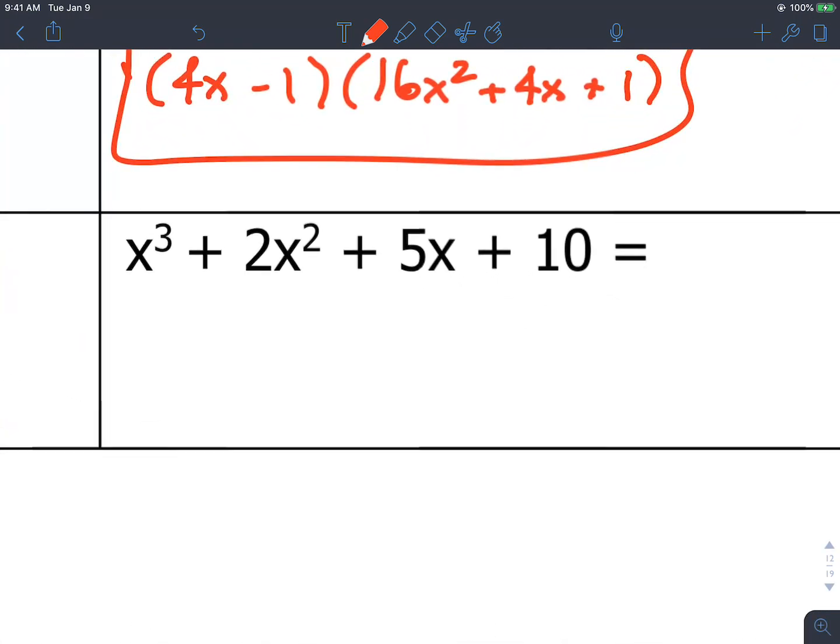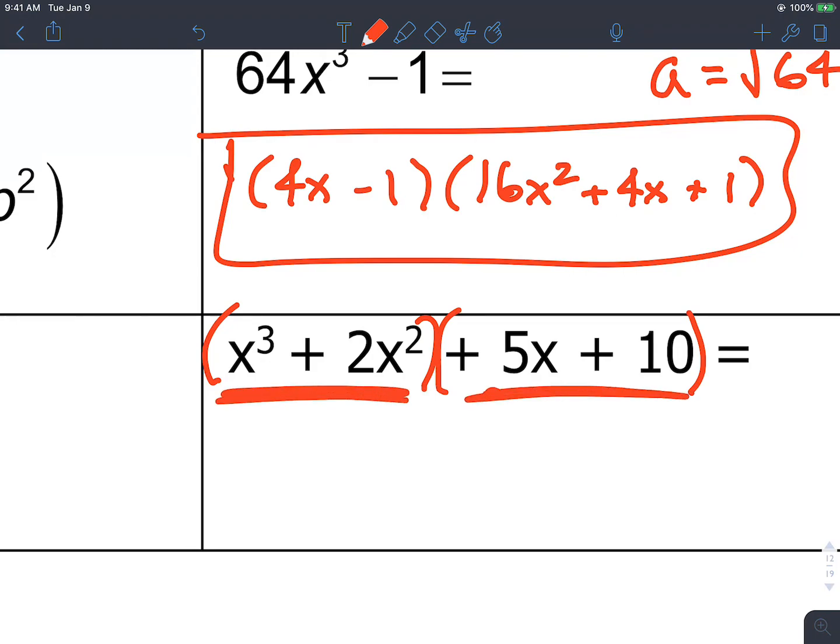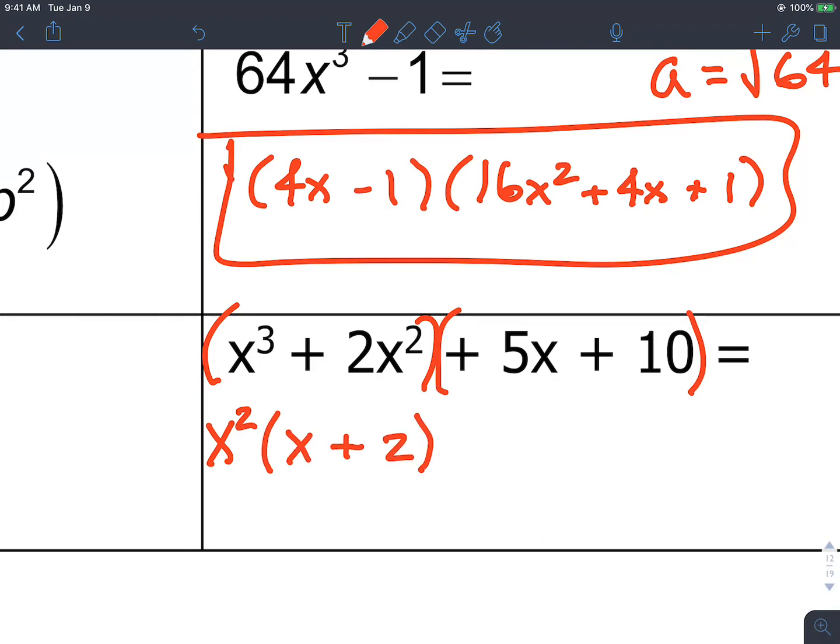You actually learn this in Algebra 1. And here's the idea with this here. If you have 4 terms, what you're going to do is group 2 of them together. So you've got 2 sets of 2. You're going to take the greatest common factor of the first group and the greatest common factor of the second group. Okay, the greatest common factor of the first group is x squared. They're both divisible by x squared. If I divide them both by x squared, you're going to get x and then 2.